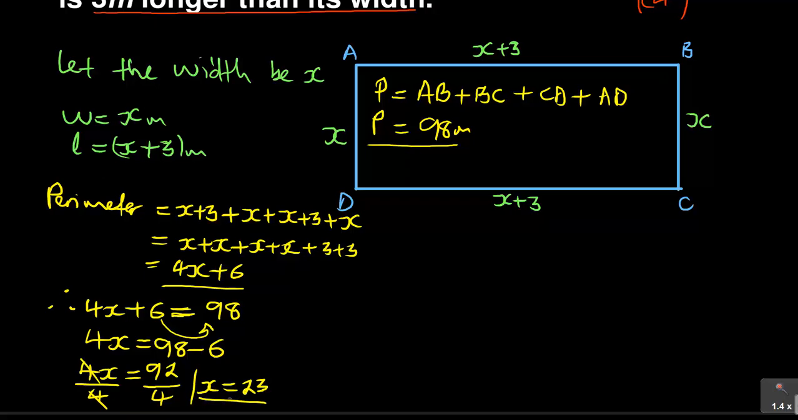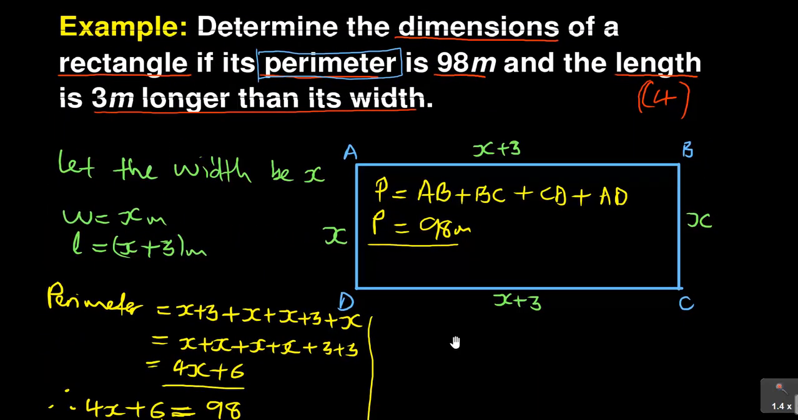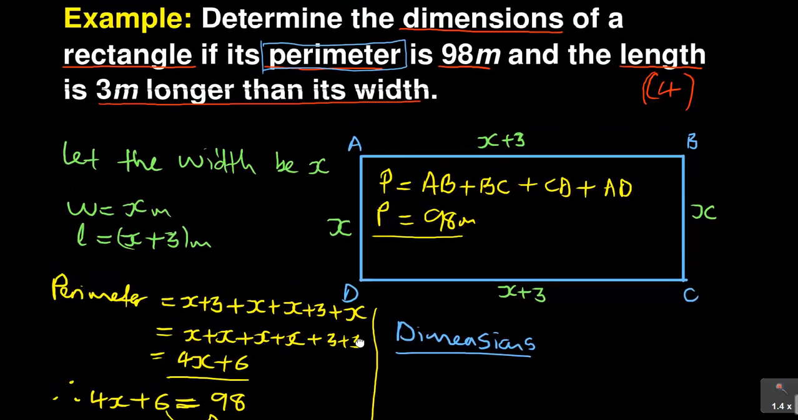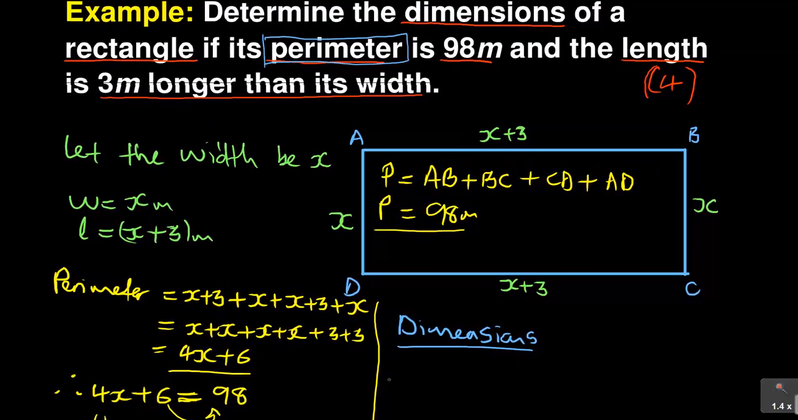Alright, so now if we go back, x being 23, remember they say determine the dimensions of a rectangle. If its perimeter is that, we have done that, the length is 3 meters longer than its width. Now to find the dimensions, the only thing you need to do is, where there is x, you put the value of x. We said it was 23. So for the dimensions, the length is equal to x plus 3, which is equal to 23 plus 3.